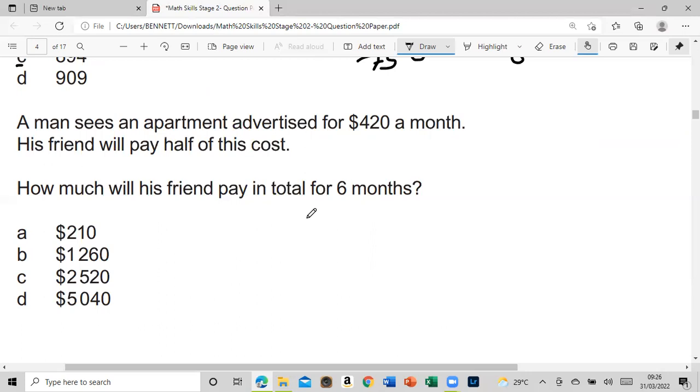Basically, it will pay 120 a month. Because half of 420, 2 into 4 is 2, and then 1. So 110. And then it's 110 times 6.